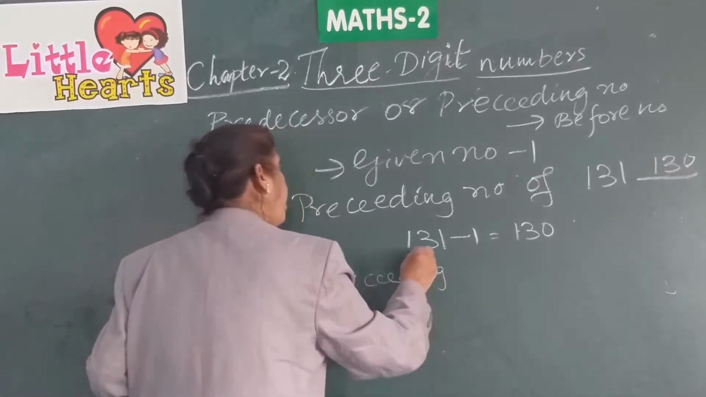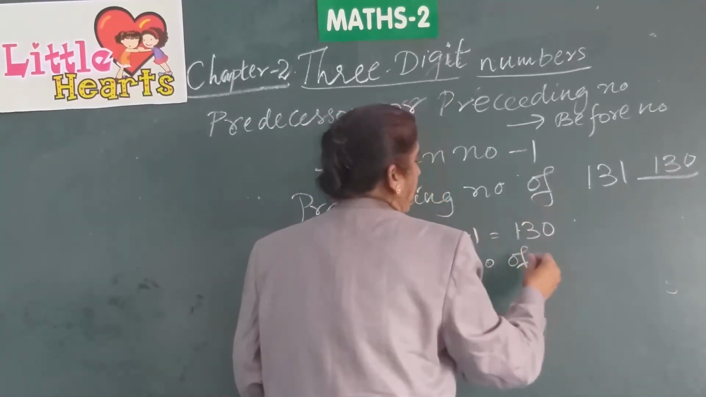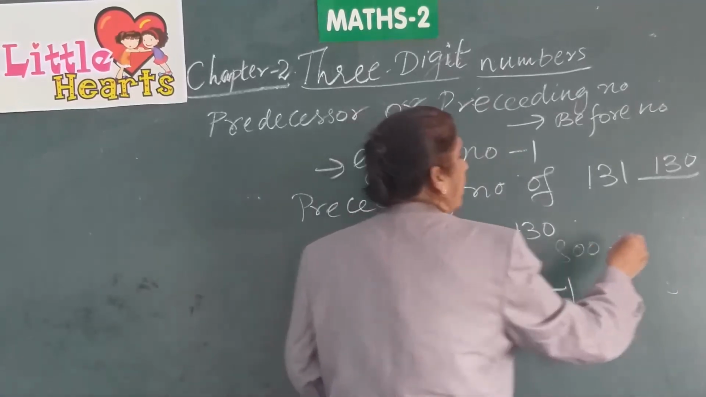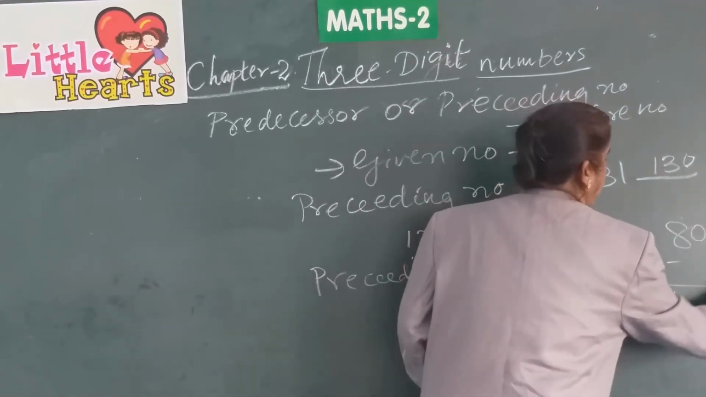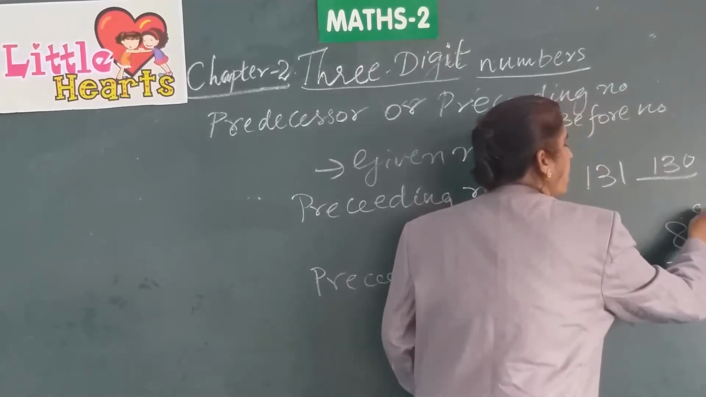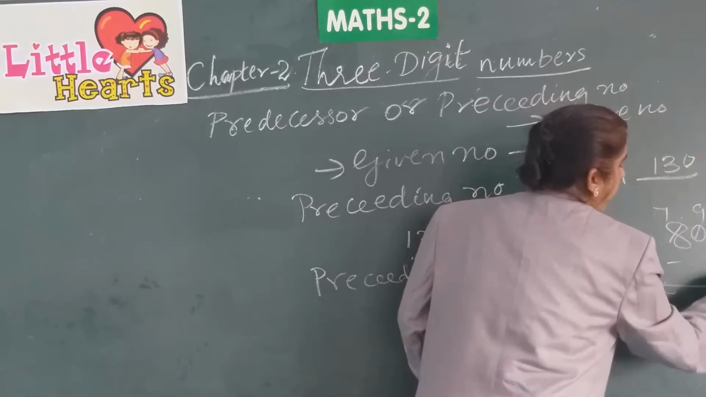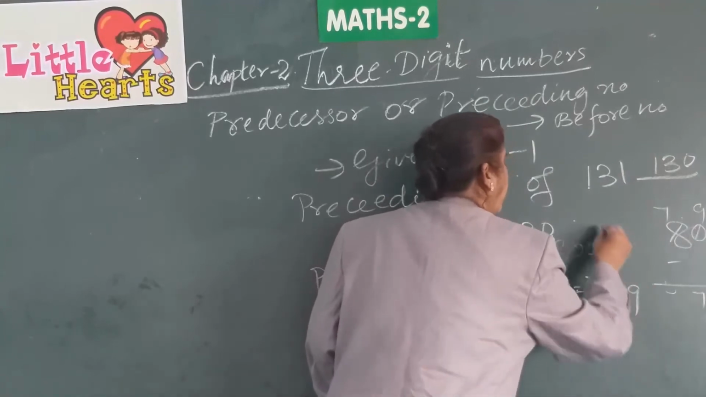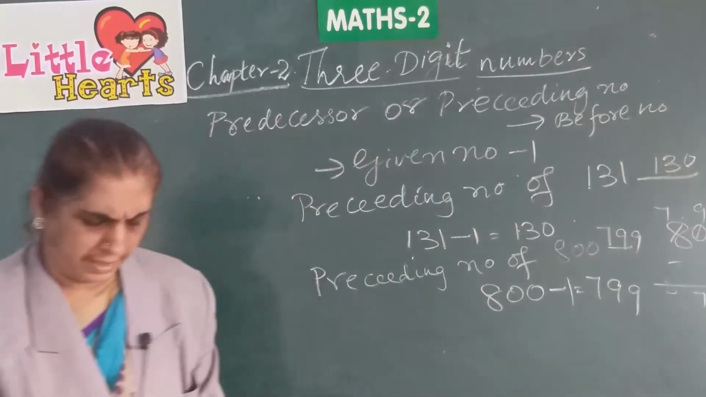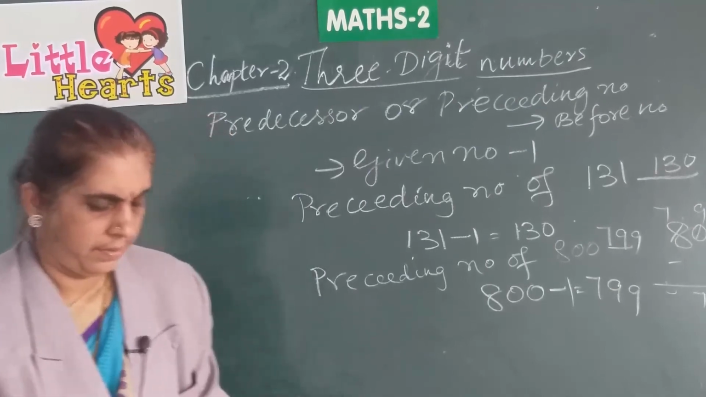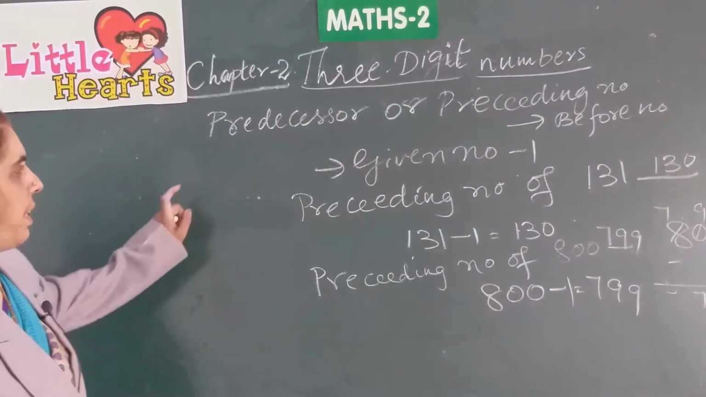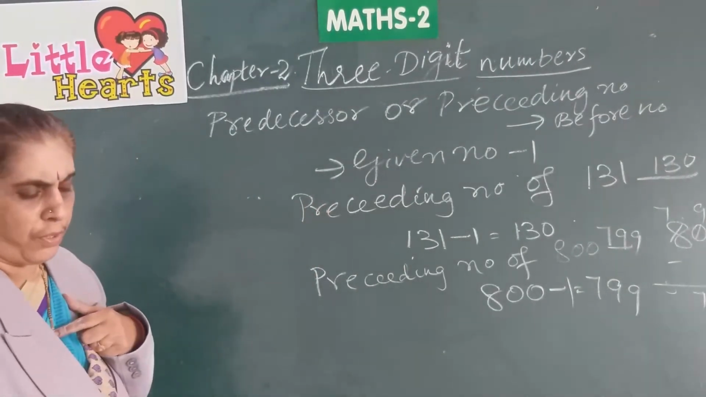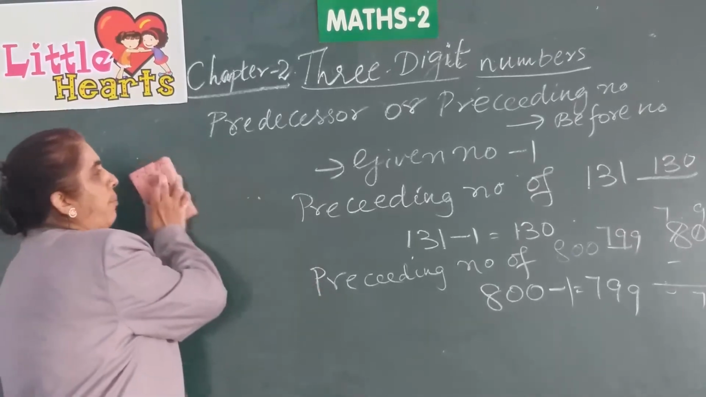Preceding number of 800. 800 minus 1. Just subtract 1 from it. 0 becomes 10. Borrow from 8. 10 minus 1, 9. 9, 7. 799 is the preceding number of 800. And children, successor is nothing but the after number, and preceding number or the predecessor is nothing but the before number. Now let us go with skip counting.